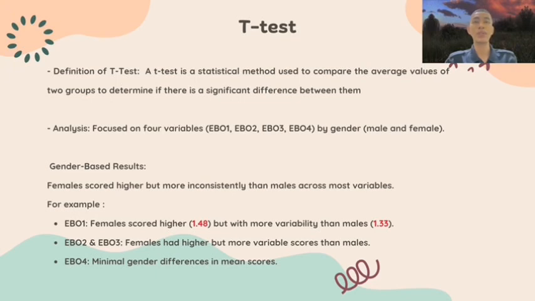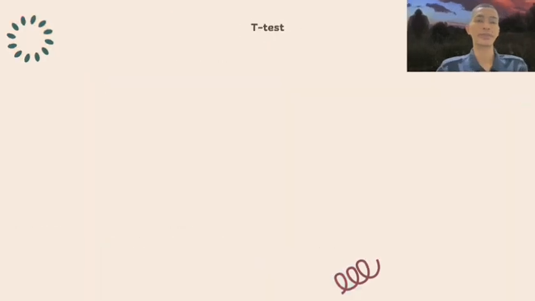Gender-based result: females score higher but more inconsistently than males across most variables. For example, for EBO1, females score higher at 1.48 but with more variability than males at 1.33. EBO2 and EBO3: females had higher but more variable scores than males. EBO4 shows minimal gender differences in mean scores.